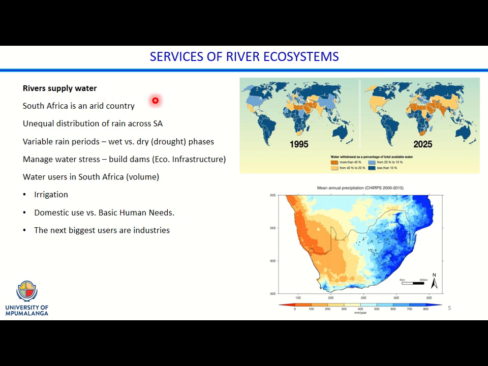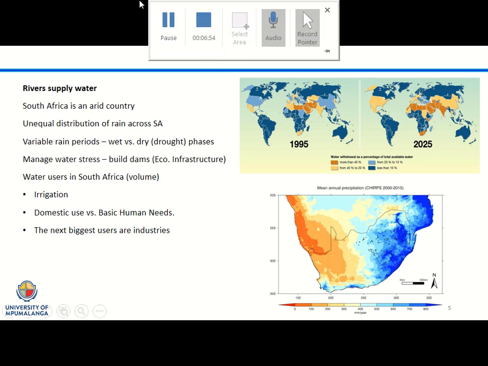Okay, so we discussed that it's an arid country. Also, we have this big issue with the water being unequally distributed across the country. So if I asked you to discuss the factors that affect South Africa being an arid region and threatened by water stress, you would then say, first of all, we are an arid country. The amount of rainfall we receive is less than the potential for evaporation.